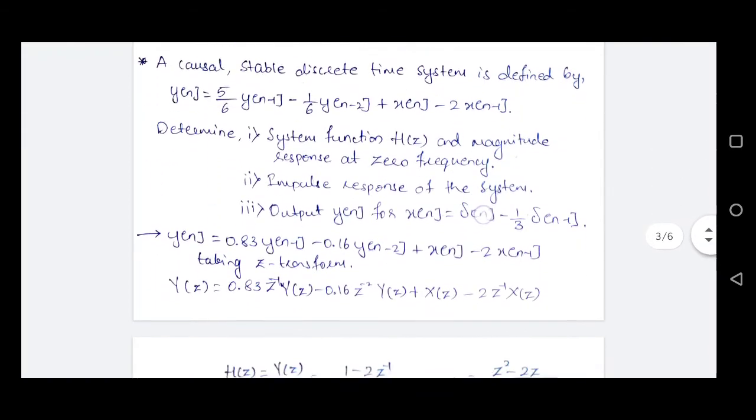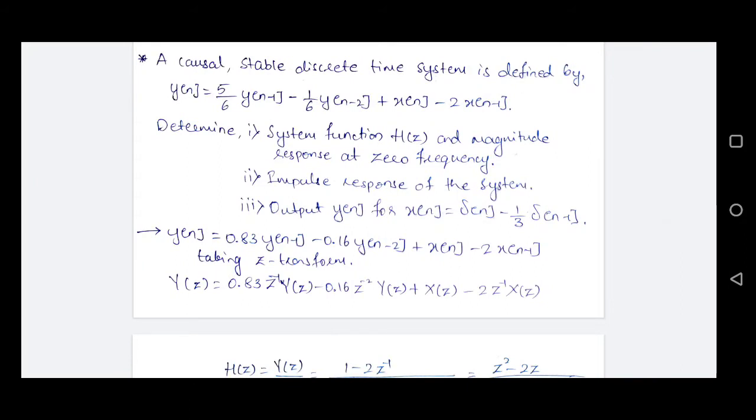In the next problem, we'll consider a causal and stable discrete time system defined by y of n equals 5/6 y of n minus 1 minus 1/6 y of n minus 2 plus x of n minus 2 x of n minus 1. We'll have to determine the system function H of z and the magnitude response at 0 frequency. Then we'll have to obtain the impulse response of the system and then the output y of n for the input x of n equals delta n minus 1/3 delta n minus 1.